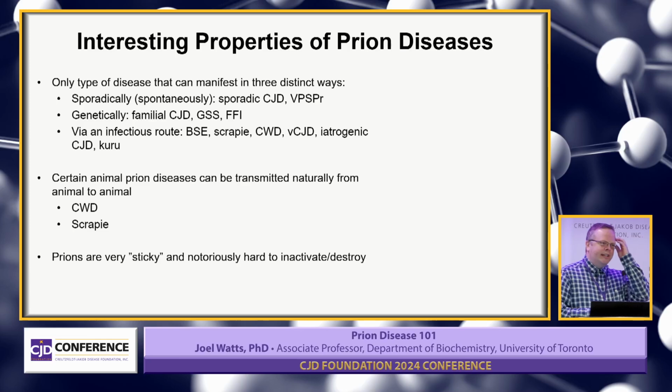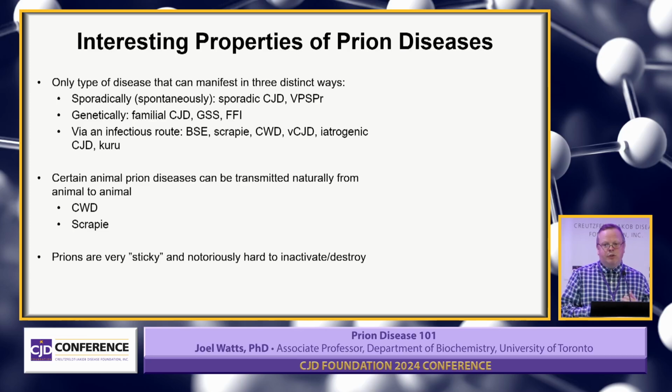Another interesting thing about prions is that they're very sticky, which means that they like to adhere to surfaces, such as metal surfaces, and they're very hard to inactivate or destroy. The conditions that we would use to destroy other types of infectious agents like bacteria or viruses typically aren't good enough to get rid of prions. You have to use higher temperatures, higher pressures, or harsher chemicals to get rid of them. And this poses a problem.